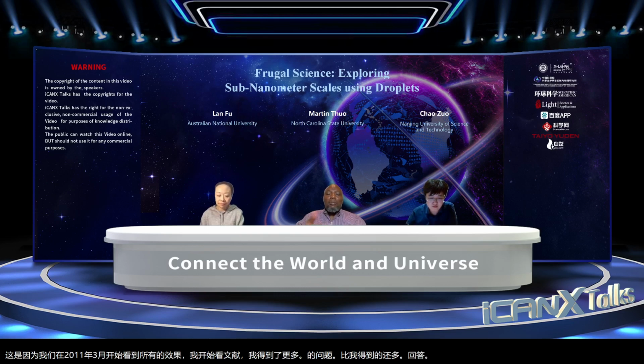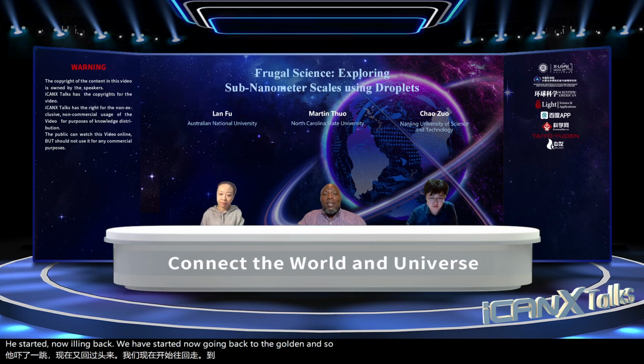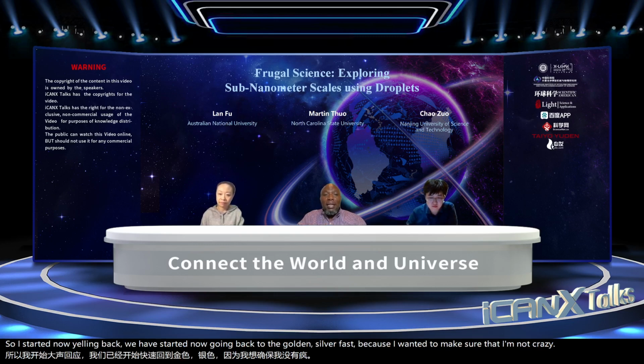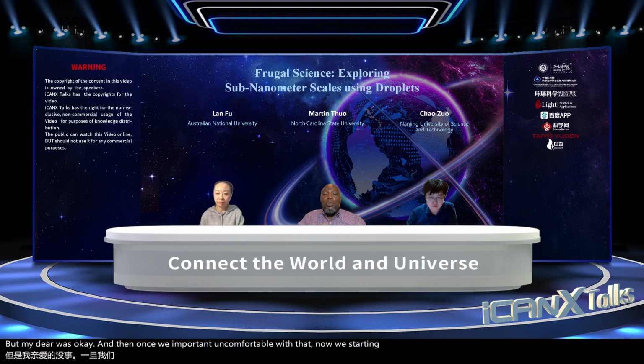So I started now peeling back. We have started going back to the gold and silver first, because I wanted to make sure that I'm not crazy, that my data was okay. And then once we have gotten comfortable with that, now we're starting to explore other materials with a little bit more understanding. But with the flexible 2D materials, anything that is flexible right now, it is way too complicated for us even to think about where we would start.